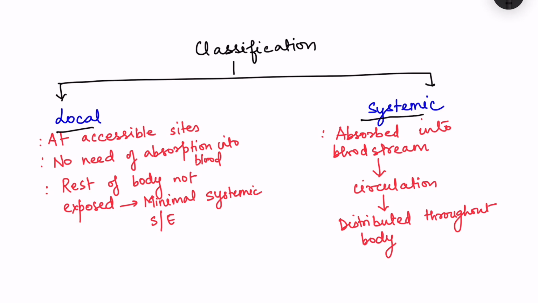So broadly, we classify these routes of drug administration as local and systemic. Systemic is where the drug enters into the bloodstream, and via the circulation it is distributed throughout the body. Local is where the drug is applied locally to a particular site and there is no need for absorption of the drug into the blood. And because the drug is not going into the circulation, there are minimal systemic side effects as well, because the drug is only available at the site where it is acting.